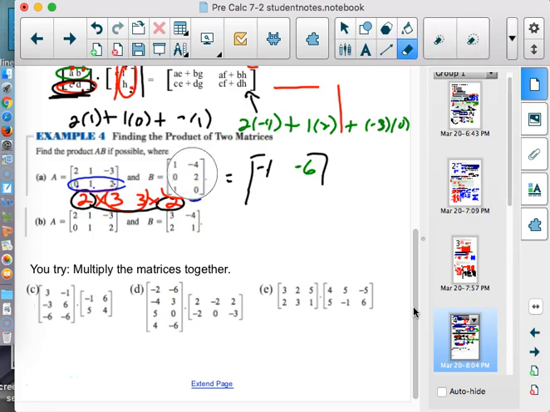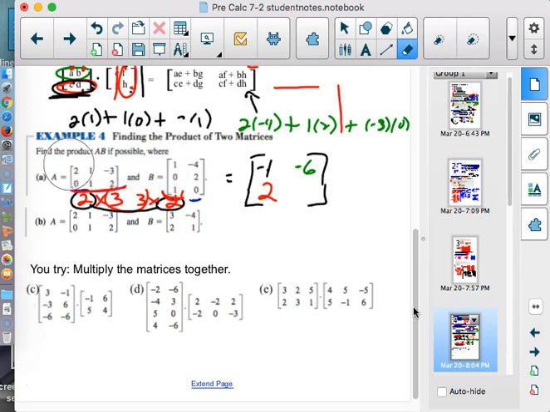All right, I want to make sure I have the colors matching here for what we're going to do next. So this position is going to be in the second row in the first column. So second row, first column. 0 times 1 is 0. 1 times 0 is 0. 2 times 1 is 2. 0 plus 0 plus 2 is 2.